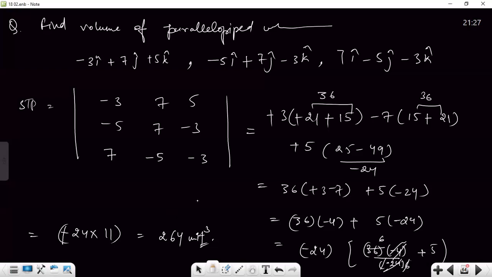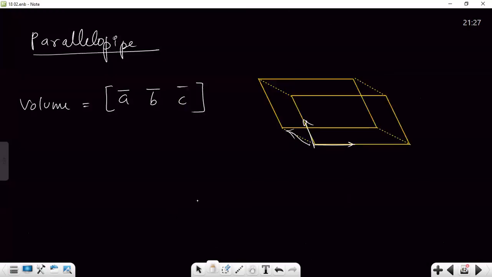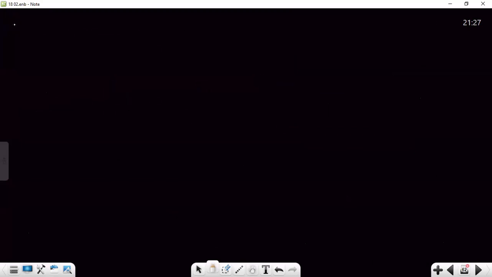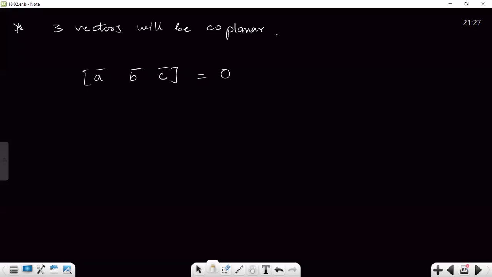Okay, so continuing our STP, let's write some more properties. So three vectors will be coplanar when the STP is 0. Then they will be coplanar. This is basically the condition.